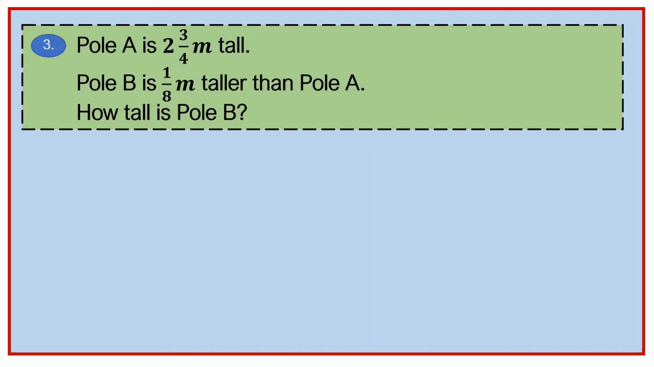Let us move on with example number 3. Pole A is 2 and 3 out of 4 meters tall. Pole B is 1 out of 8 meters taller than pole A. How tall is pole B? So student, look, we have 2 poles, A and B. So let us say that this is pole A.